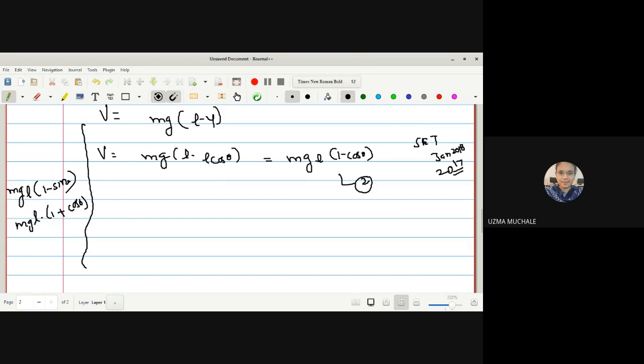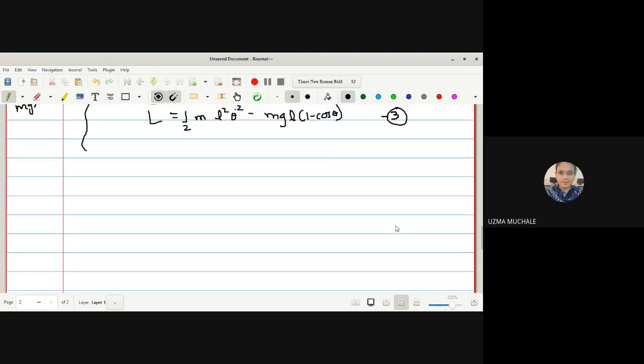Okay, so in this way we have found T and V. So we get L equals T minus V, which is 1 upon 2 m L square theta dot square minus mgL(1 minus cos theta). Everyone understood up to this step, how we have written all this? So this is our equation 3. Now our aim is to go for the Lagrange's equation of motion.